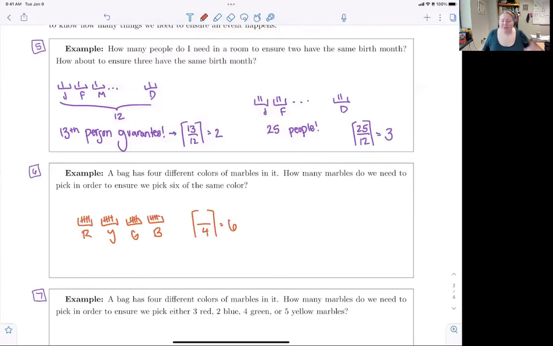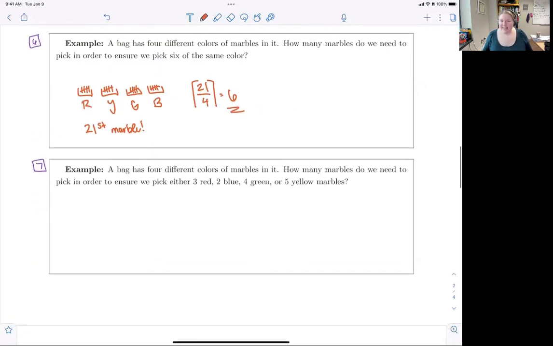Like I have 5 red and 5 yellow and 5 green and 5 blue. I've gotten super unlucky, or maybe super lucky, depending on the rules of the game. But I have everything almost there. That last marble, that 21st marble, is going to be what kicks me over. And again, we see it in the fraction. 20 divided by 4 is 5, but 21 divided by 4 is a little more than 5, which rounds us up to 6. So the Pigeonhole principle would state that we have to have at least 6 in any particular color.